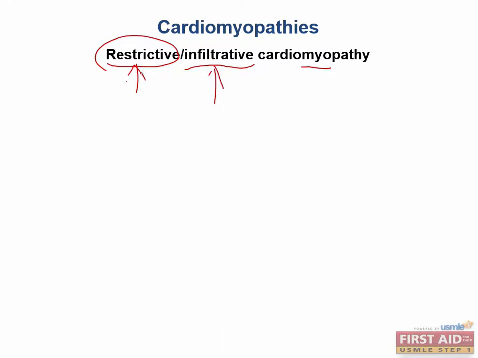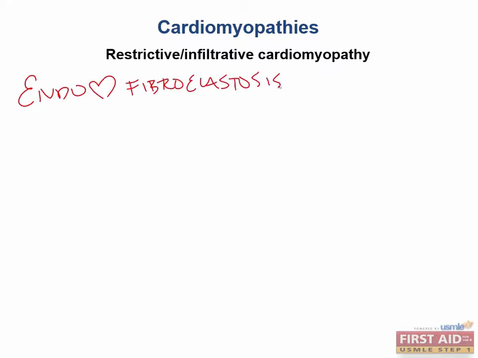Let's discuss the unique etiologies first, because those tend to be higher yield. The first one up is endocardial fibroelastosis. This name tells you exactly what the problem is. There's fibrosis and excessive deposition of elastic tissue within the endocardium. This appears in the first 2 years of life.